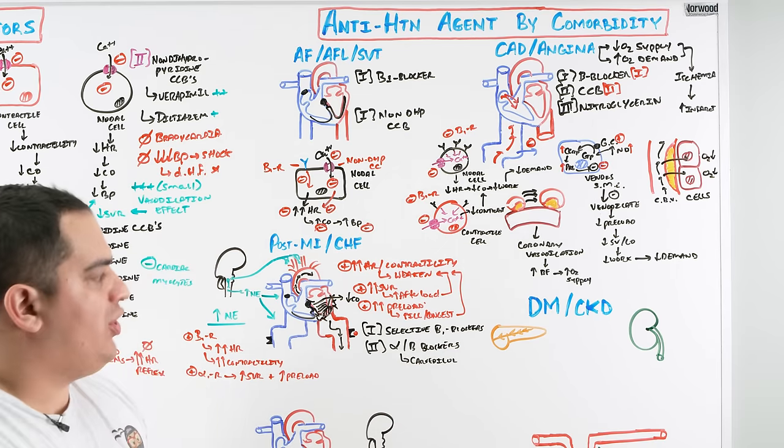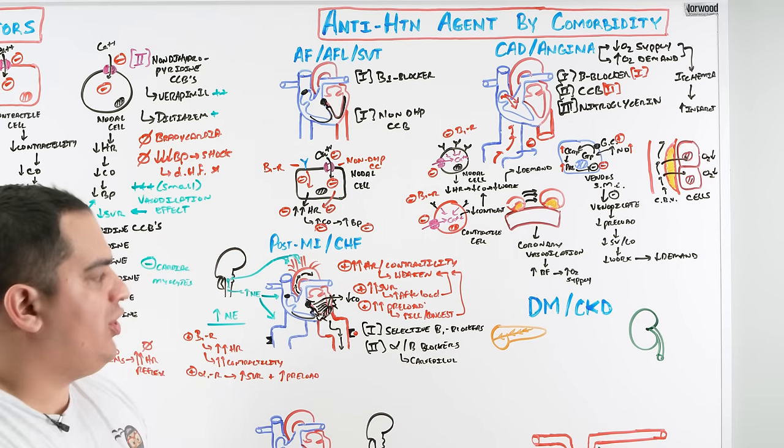So metoprolol tends to be one of the most commonly utilized ones in patients who are post-MI or CHF. Because again, you're reducing heart rate and contractility. That's one of the big things that will really weaken the heart. But again, if you have a drug that has the ability to cause alpha 1 blockade, you can reduce afterload, which helps to get more blood out of the heart, and reduce preload, which helps to prevent as much blood coming back to the heart, congesting it even more, which is beneficial. So carvedilol tends to be way better than labetalol in that situation.